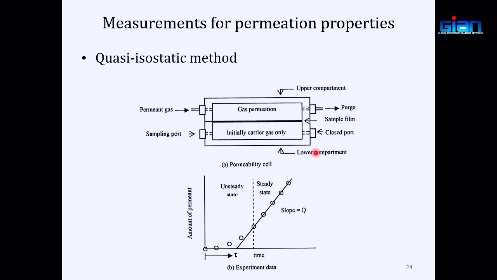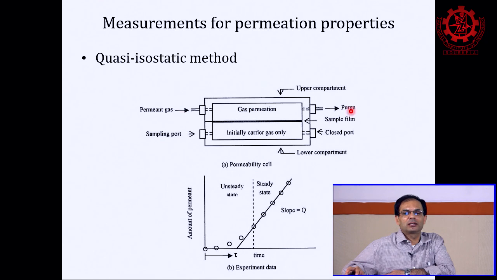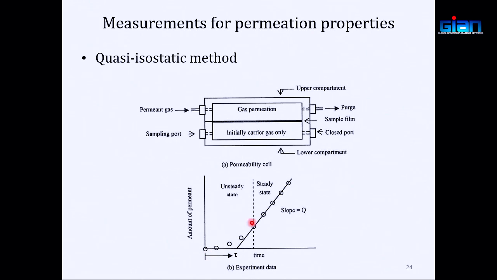The other method is known as quasi-isostatic, or temporarily isostatic. In this case, the difference is that in the top chamber, again, you have the permeant gas going in. But you are not allowing carrier gas to flow, you are continuously collecting. Okay? And then your graph will look like this. After some time, you will have a steady state. It will come at a certain flow rate. And the amount you are collecting is increasing with time.